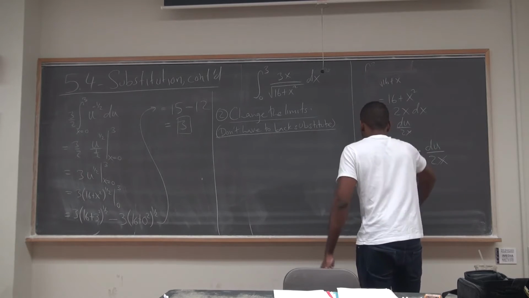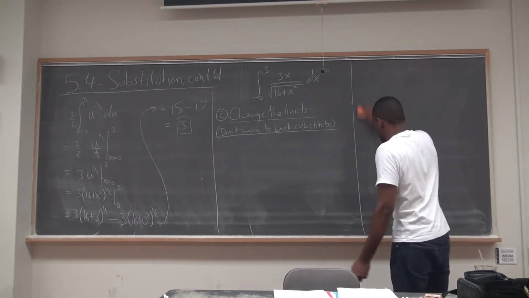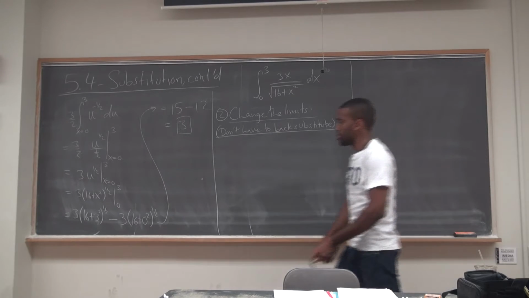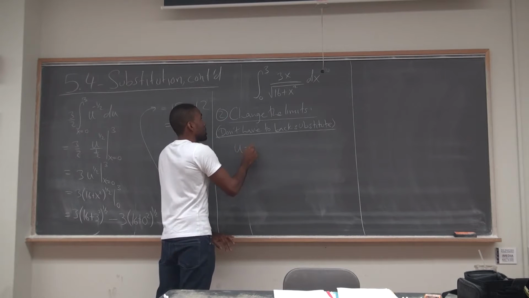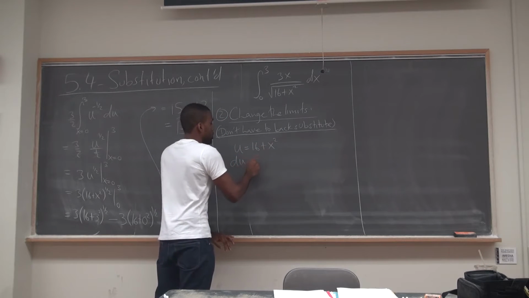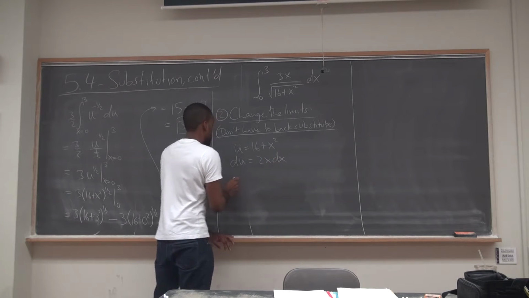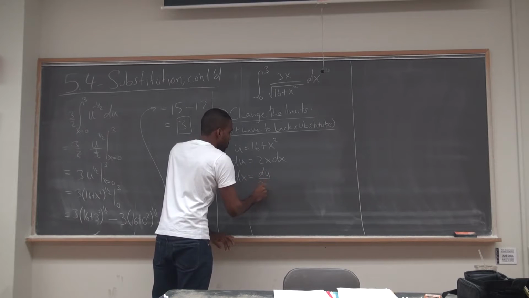I just proceed this way. But I'll show you guys anyway, just in case anyone has a personal preference. There's nothing wrong with doing it. So again, here you proceed as usual. You'd start with u equals 16 plus x squared. You'd have your du is equal to 2x dx. And you'd have your dx is equal to du over 2x.